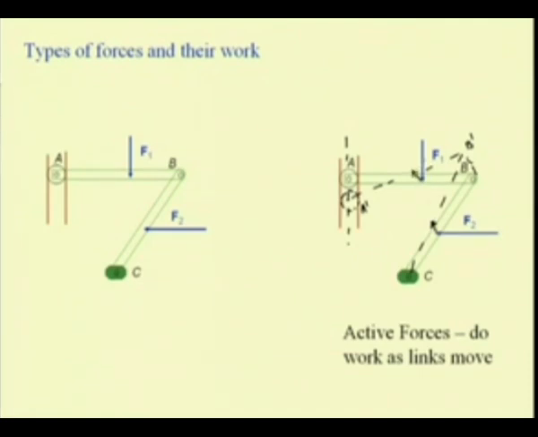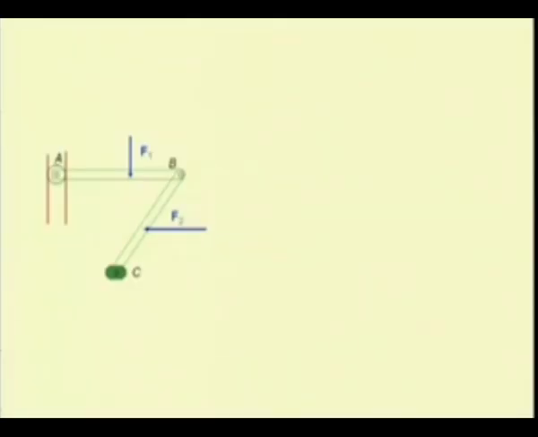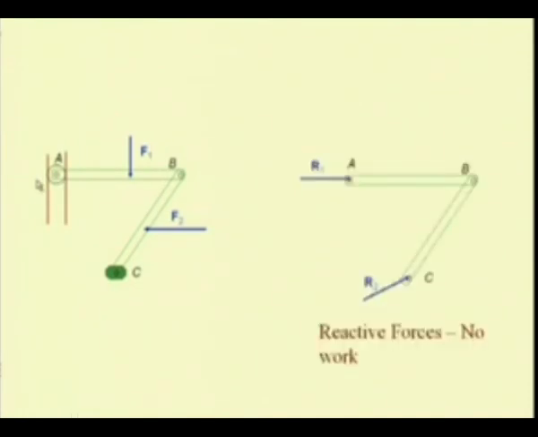which is not 0 and which is also not perpendicular to the direction of these forces, that is F1 and F2. So, obviously, the work done by these forces is not 0, and thus we say that these are active forces, or the forces which actually do the work, and thus we term them as active forces. Let us see the other kind of force that is occurring, that is the reaction forces.